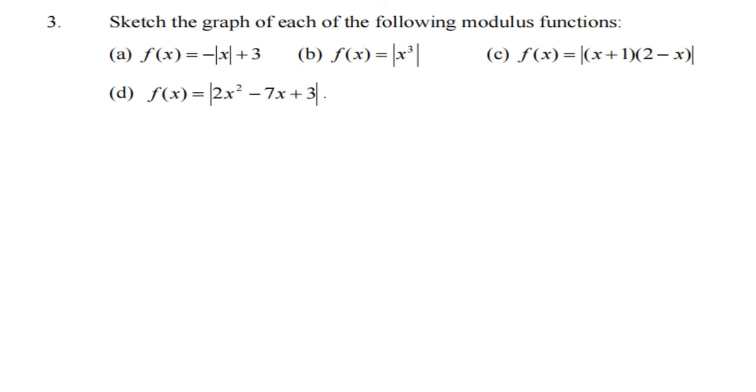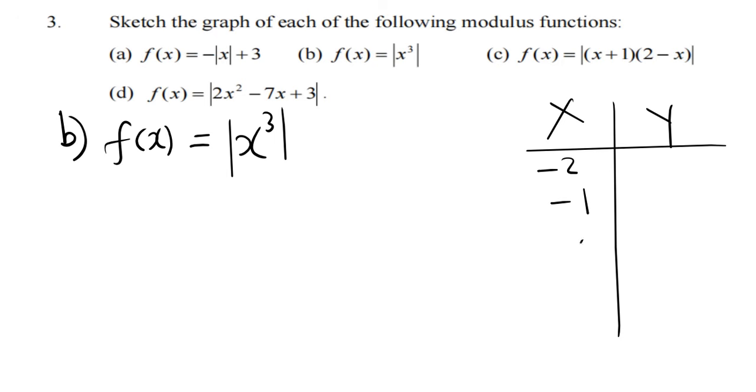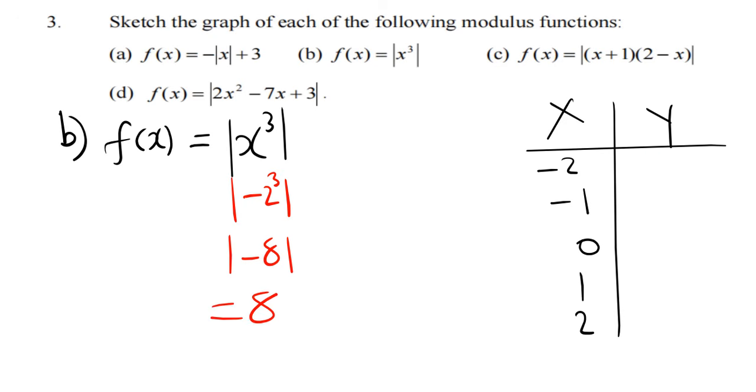Alright, the modulus of a polynomial function for b. So f of x is equals to the modulus of x to the power 3. Now of course you can come up with a table of values for x and y to see what you're going to be having once you replace there. Let's start with negative numbers, negative 2, negative 1, 0, 1 and 2, and replace in this equation. If we say negative 2, the modulus of negative 2 to the power 3, of course I'm going to have negative 8. Now the modulus of negative 8, it is just 8. So here I'm going to put 8.